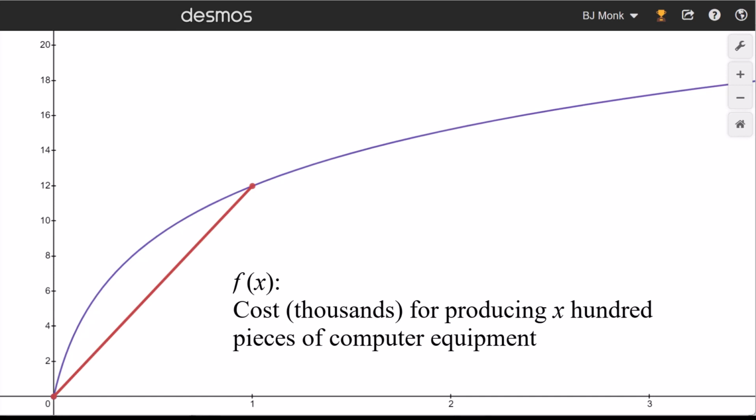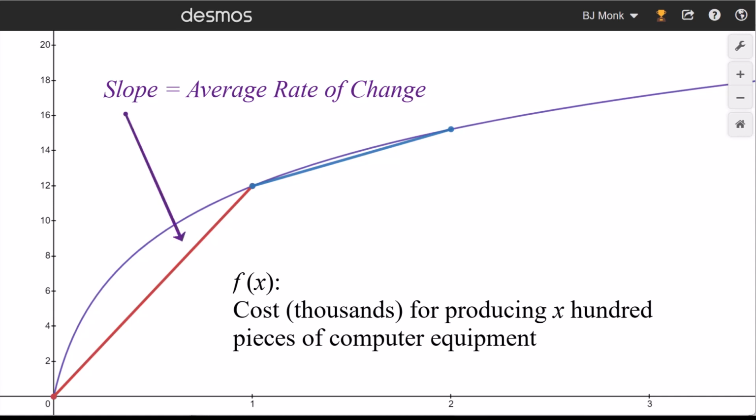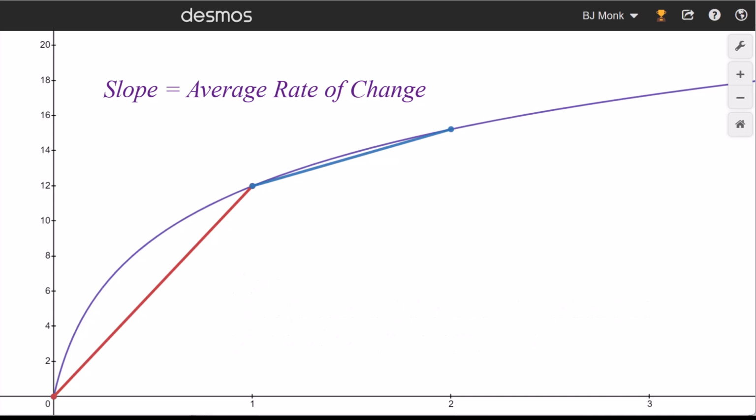Now we don't know exactly what the slope of this line is, but we can see that it is steeper than the line between x equals 1 and x equals 2. We are examining the average rate of change here. So the average rate of the cost in thousands of producing the computer equipment is greater between 0 and 1 than it is between 1 and 2. This makes sense because of factors like the initial setup of production lines and learning curve inefficiencies.